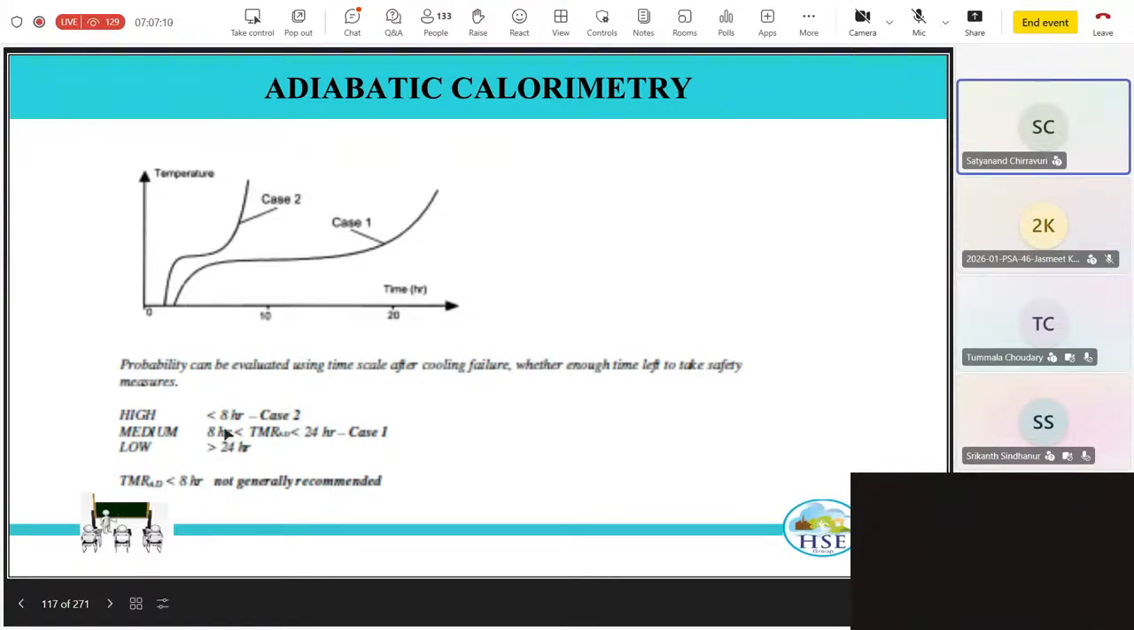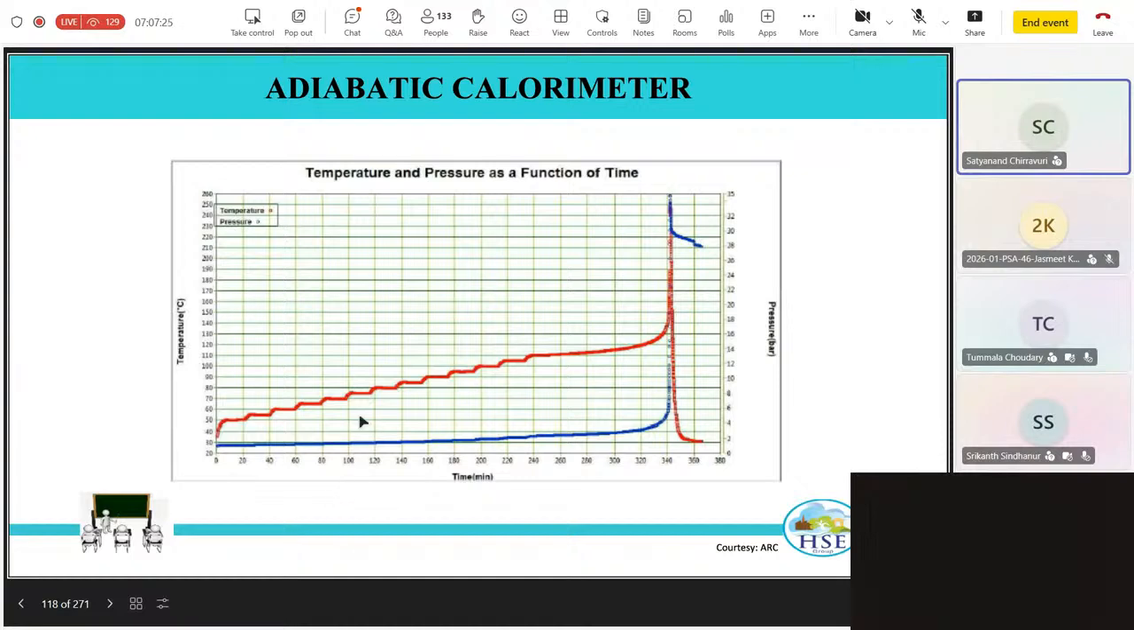I was talking about TMR values. So TMR 8 hours, TMR 24 hours, or TD24 hours is what is used. I already explained about that. This is how you will actually get the data in the calorimeter. So in case there is any sudden temperature surge, you will come to know, just like the way you are getting it for TSU. So this is the heat-wait-search mode.